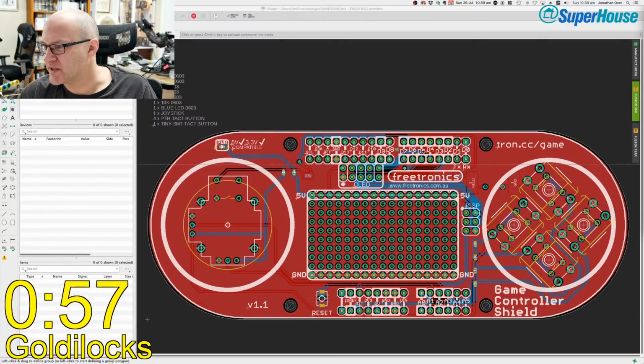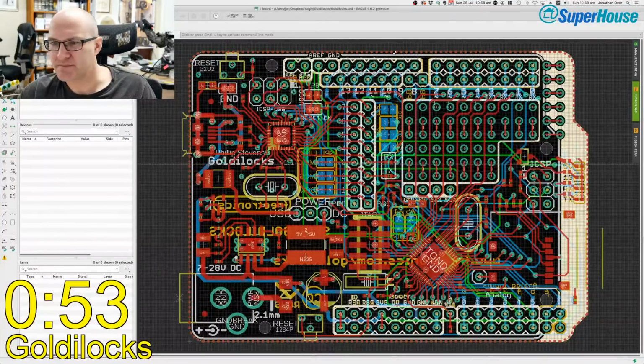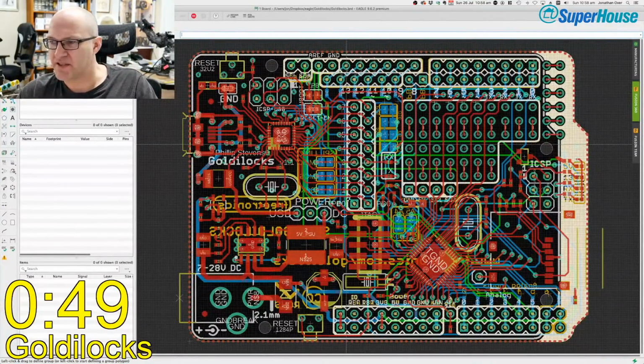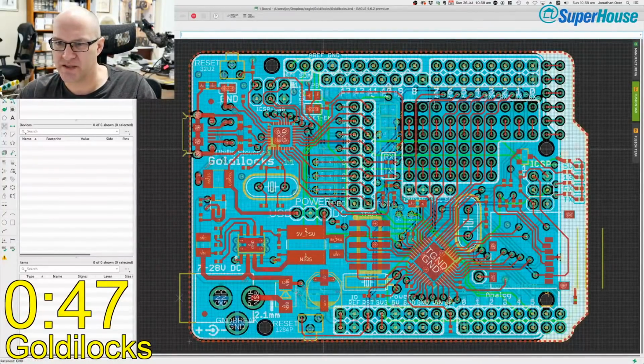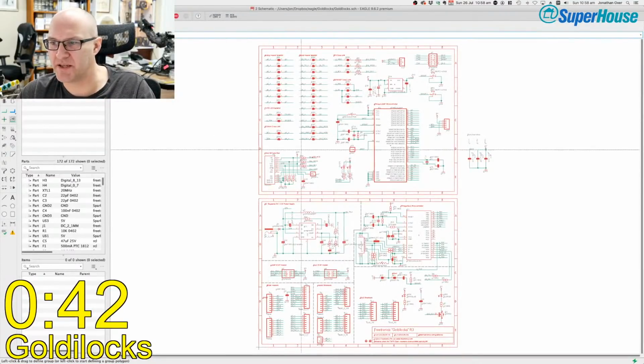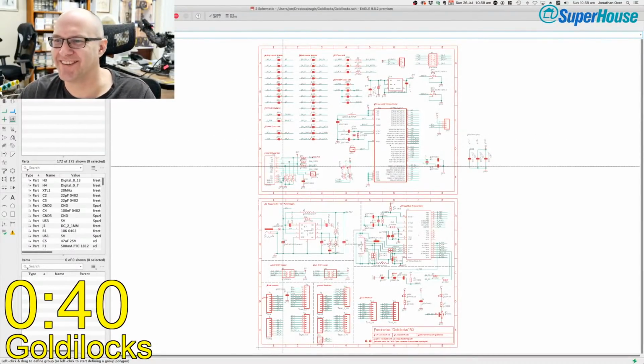Goldilocks is a board that I did with Philip Stevens. I spoke about this on the live stream and showed it in a bit more detail just last week, I think it was. It is the one that inspired the baby bear, which I think we've skipped the baby bear. No, we did the baby bear.